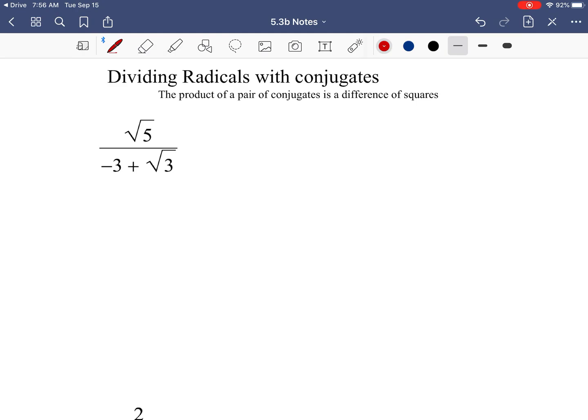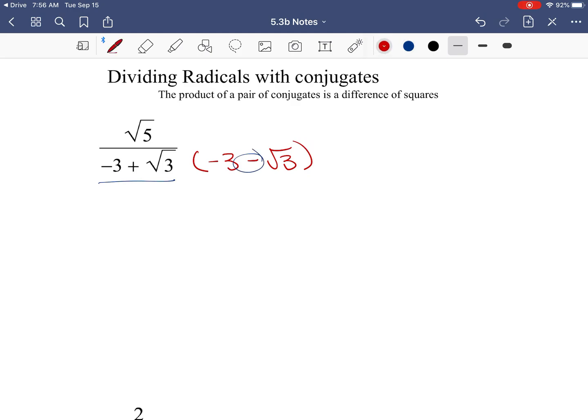Today we're going to be looking at 5.3b, dividing radicals with conjugates. So the definition of a conjugate is essentially where you're forcing something to be a perfect square. So the conjugate of our denominator here would be -3 minus the root of 3. The only difference, so conjugate comes from a binomial, the difference is the sign in the middle.